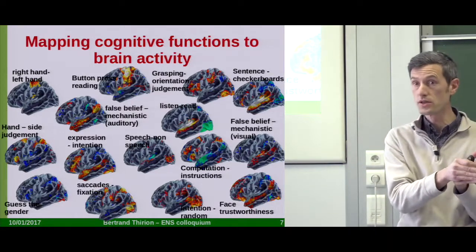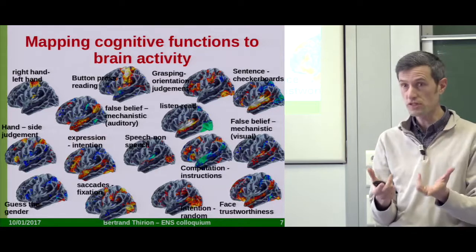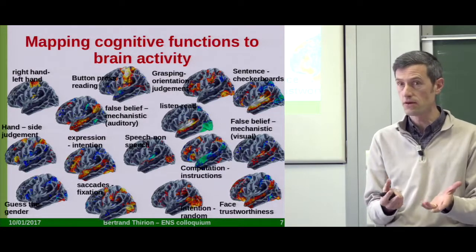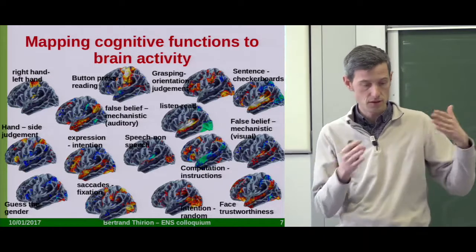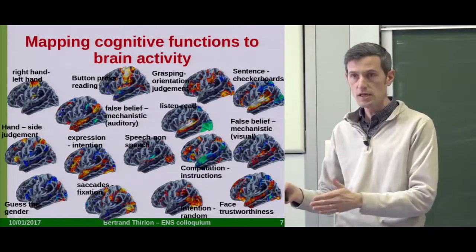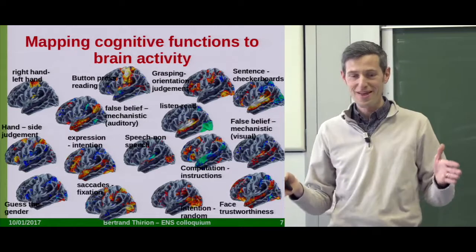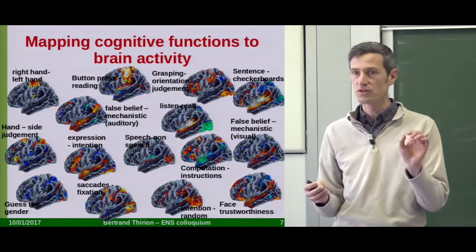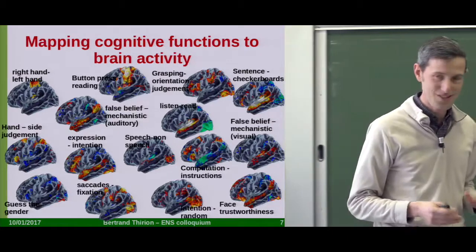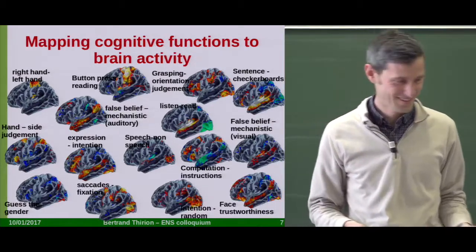Since we're always doing subtractions, the subtractive reasoning is really at the basis of this way of looking at the brain. We compare the activity in condition A versus B, and we assume that the only difference between A and B is the cognitive process that we try to isolate, which is wrong, of course.